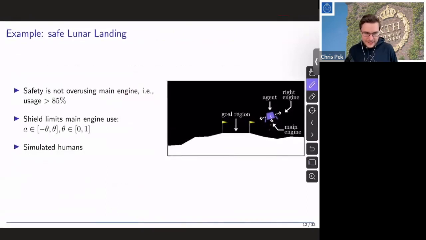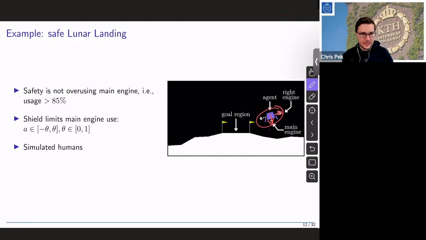Let's take an example where you can see everything in action. So we created an example based on lunar landing, where the task is for the small Luna that you can see here to land in the goal region. This Luna has a main engine pointing downwards, and it has two engines as helpers, a right engine and a left engine. And we created an artificial benchmark where the safety rule is not overusing the main engine. A human would say that is usage over 85%. Could be any other number. It's just to create some human knowledge that we try to simulate as being hard to encode.